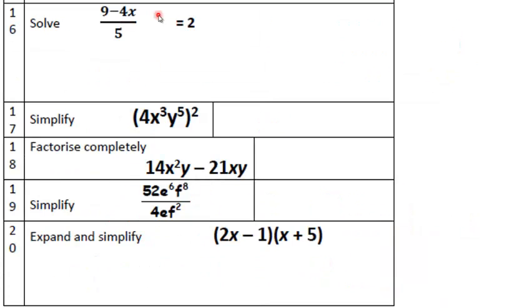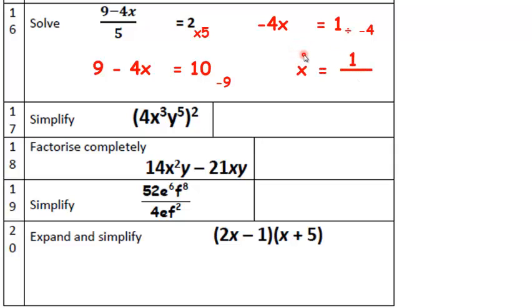Question 16. I need to get rid of that 5 underneath there. So times by 5. 2 times 5 is 10. So we're going to get 9 minus 4x is equal to 10. I need to get rid of the 9 now. So I'm going to take away 9. Minus 4x is equal to 10 take away 9 is 1. Make sure you study that and you understand that. And you should be able to do the rest easily now. I need to get rid of the minus 4. So I'm going to divide by minus 4. And that's simply x is equal to 1 over minus 4.